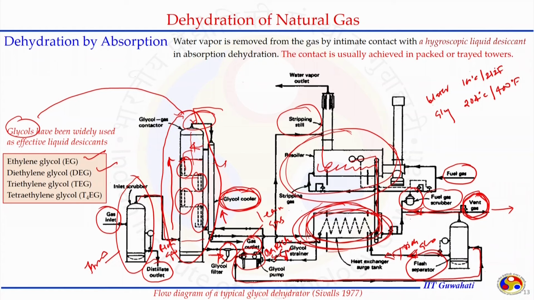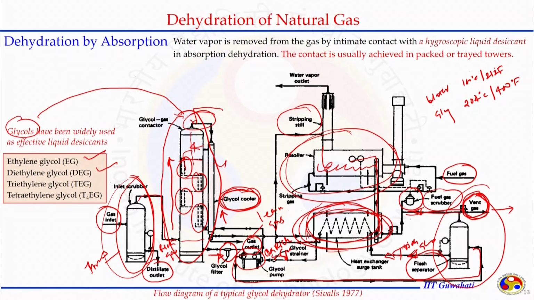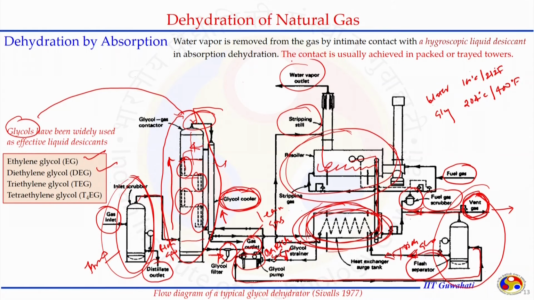And in this process, overall we can say we have the inlet scrubber here, we have one scrubber at the end also, where we are able to separate the rich glycol and the gas if any is present, and in between we have one absorption tower and a reboiler, where we can concentrate ethylene glycol by removing the water vapor, and we can recirculate the glycol here.